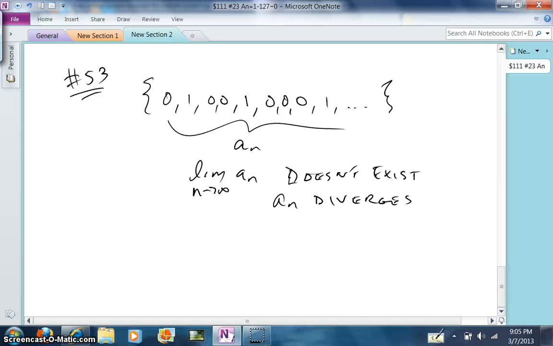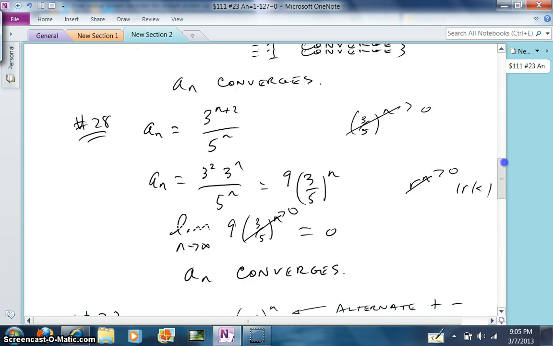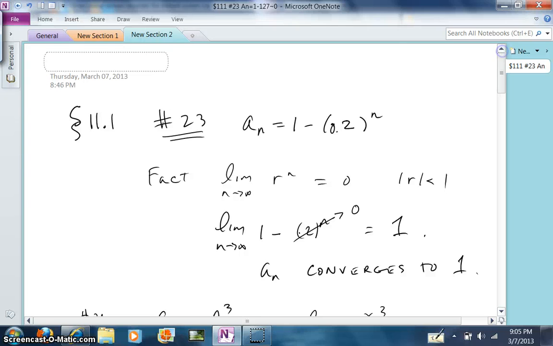Okay, so that's enough for that section. Learn the ones that you just saw here, and make sure you're comfortable. And the big fact is the limit of r^n going to 0. That gets used all the time, and also the limit of 1 over n going to 0. That gets used all the time as well.